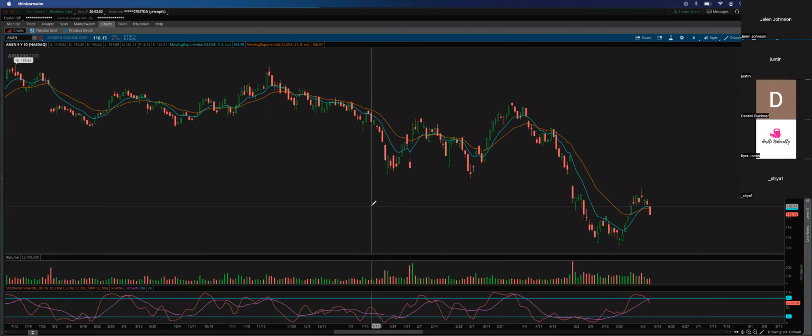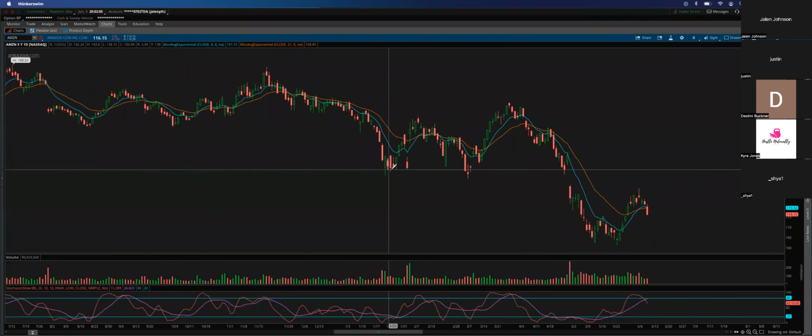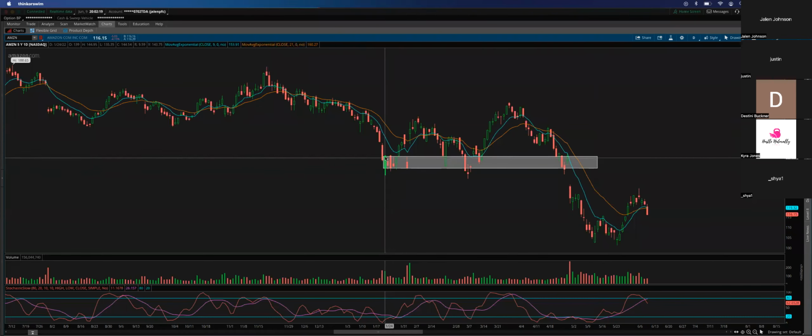So right here, we had a balance. Y'all see this? You see the balance area? The open and close, so about right there. Y'all see I'm using that candle right here. I'm using the open and I'm using the close, right?